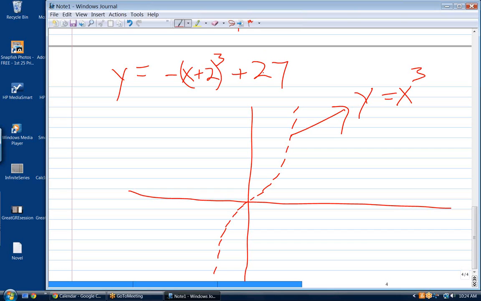It's always a good idea to do your reflections first, not last, because it can matter. So the first thing I'm going to do is that. So this, let me just label that, is y equals minus x cubed. And then I'm going to move it 2 units to the left.